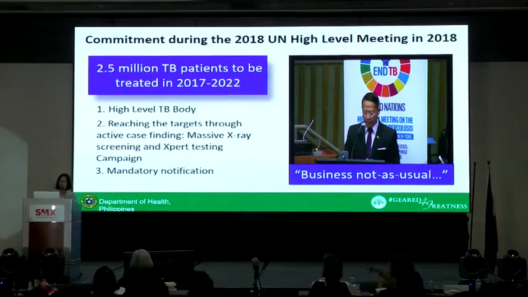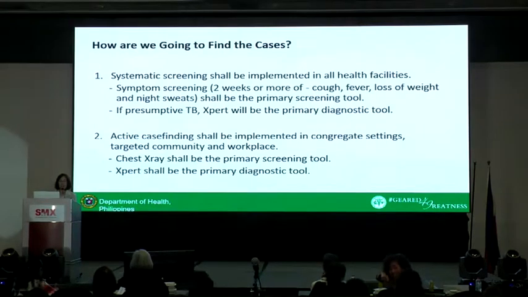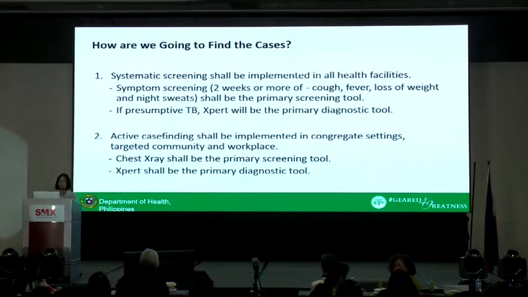So how are we going to find these cases? For now, we have 2 key strategies. We will do systematic screening. We do this in all health facilities wherein we do symptom screening. The symptoms would be 2 weeks of the following: cough, fever, loss of weight, and night sweats. And in the health facilities, this shall be the primary screening tool.